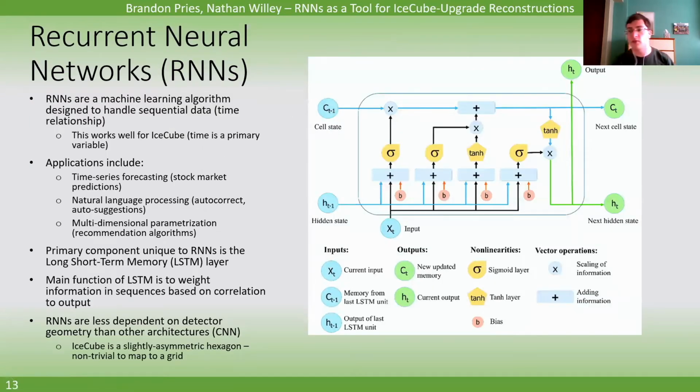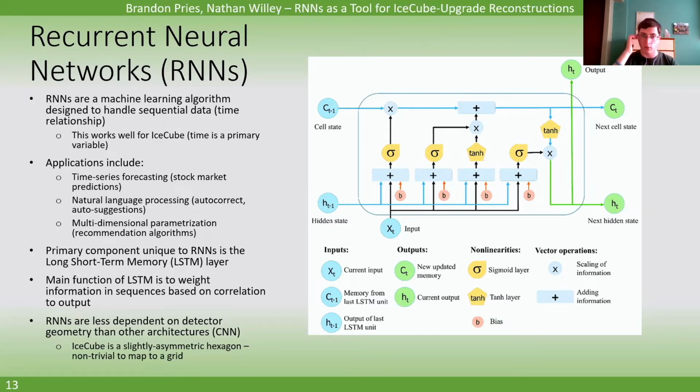So my network specifically is a recurrent neural network, which is a machine learning algorithm designed to handle sequential data, which typically just means it has a time relationship. This works well for IceCube because time is one of the primary variables that we have. There are a variety of different applications for RNNs, things like time series forecasting, like stock market predictions. They're used a lot in natural language processing, so this would be things like autocorrect and auto suggestions. You can also do multi-dimensional parameterization, which would be things like recommendation algorithms, for example, watching movies on Netflix, and then based on the movies you watched, it'll recommend some new ones to you, and that you can do with an RNN principle.